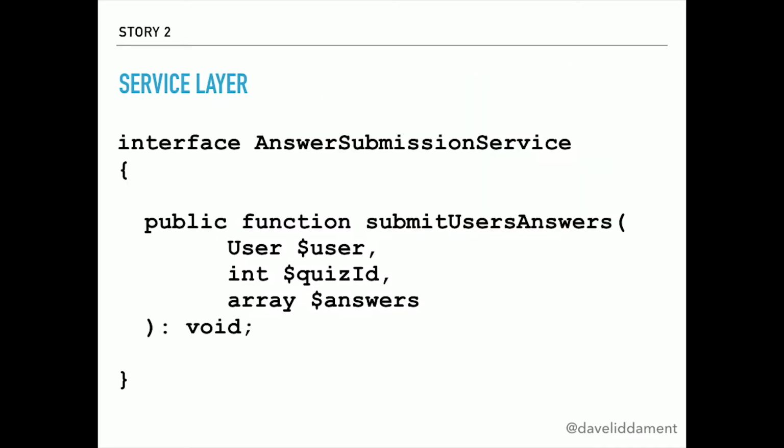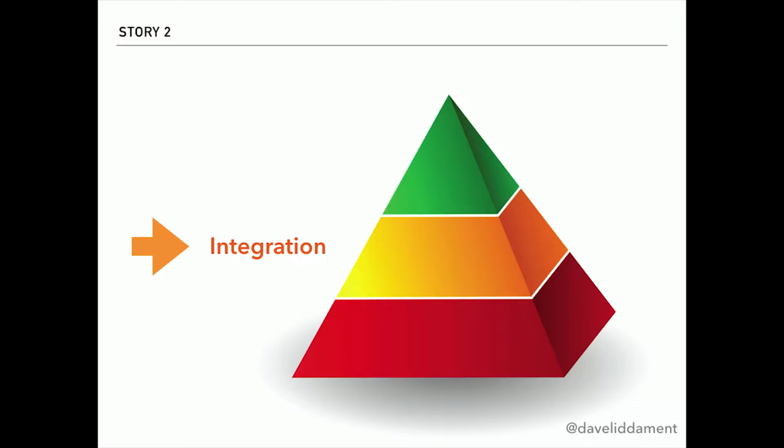So a service layer will have lots of classes or interfaces that look like this, and they're talking a lot closer to the language of whatever problem we're trying to solve. We're trying to submit a user's answers. That's what it's doing. And we'll have lots of interfaces like this. So rather than testing via the user interface, we can test at the integration level, at this service layer. And we'll see that this is a lot easier.